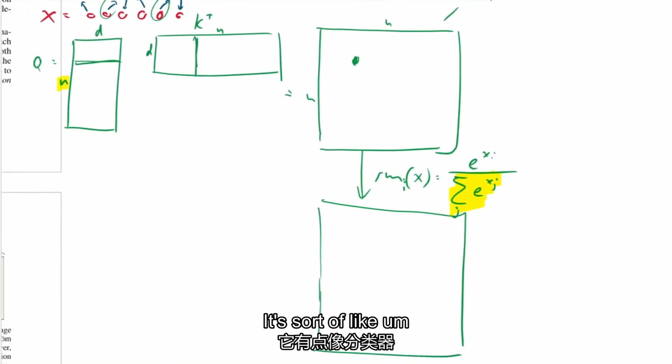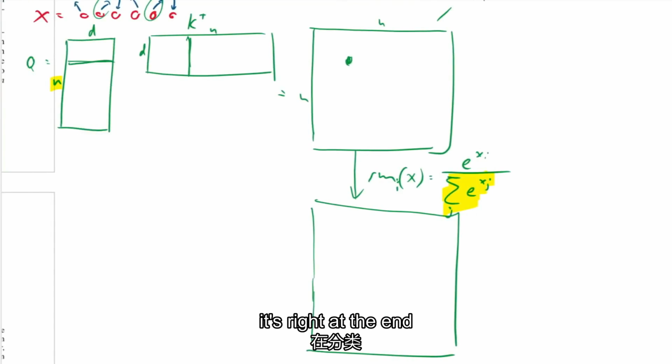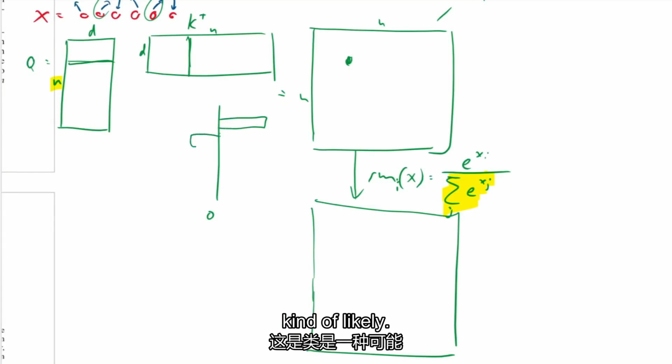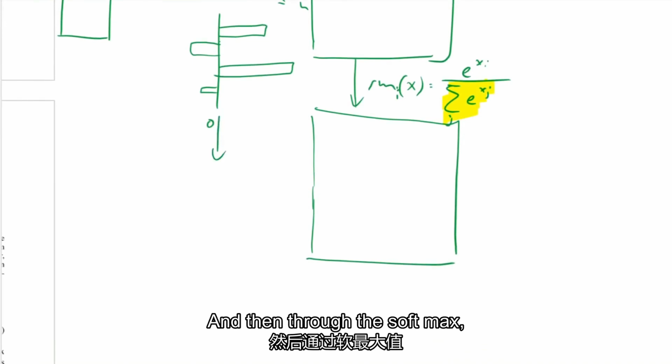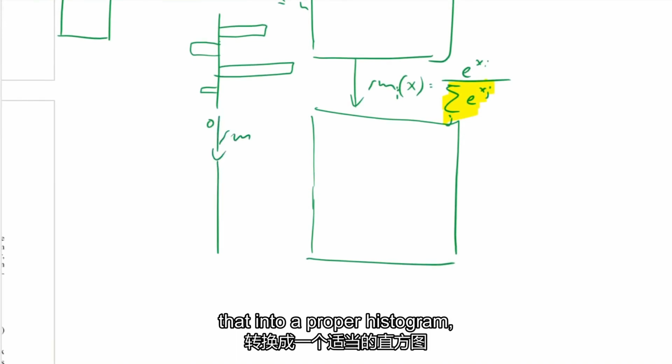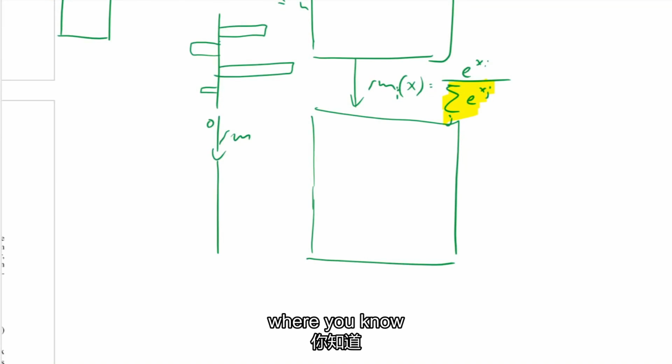It's sort of like the softmax at the end of a classifier, where you just have a bunch of logits, right? If this is your zero line, one says this class is kind of likely, this one's not, this one's super likely, but it's just a bunch of numbers. Your neural network gives you a bunch of numbers, and then through the softmax, you transform that into a proper histogram, where this one is the highest probability, this one a bit more, and these two are just really low probabilities.